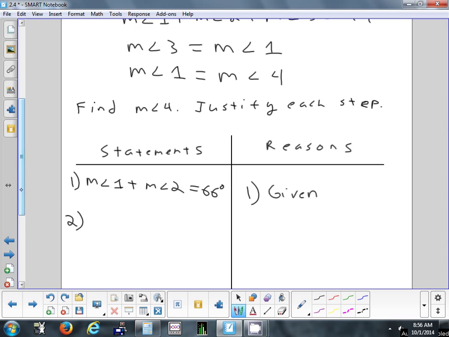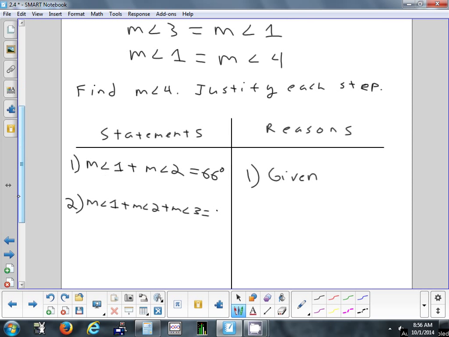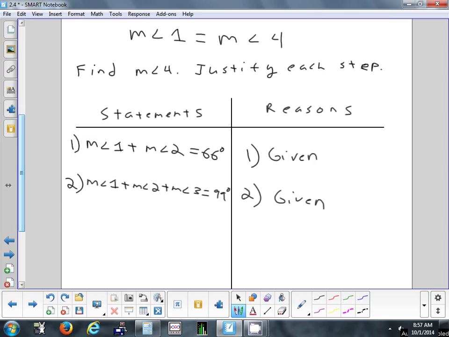Okay, measure of angle 1 plus measure of angle 2 plus measure of angle 3 is 99. Okay, why is that true? That's given. Okay, what property could I use next? We used this property in the last problem too. Sometimes it helps to think about what we're trying to figure out. What do you think in step 4 I'm going to figure out?